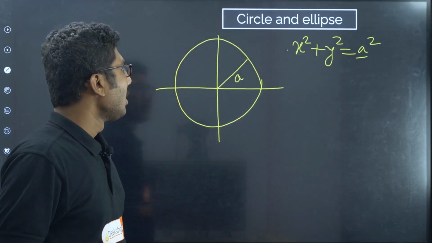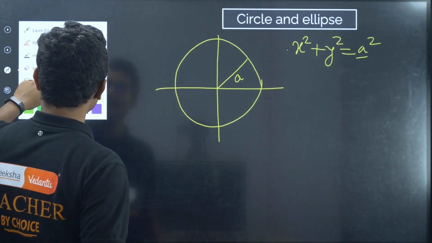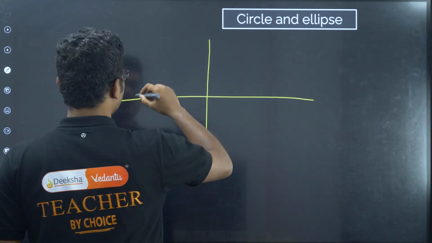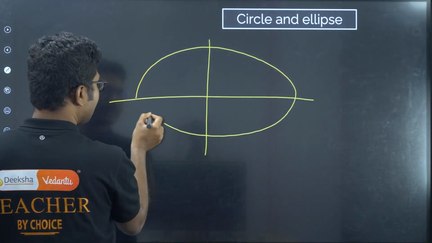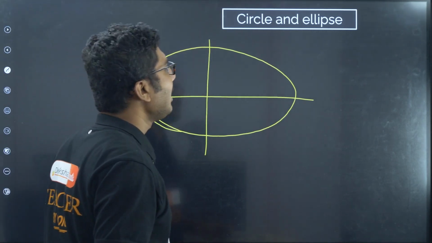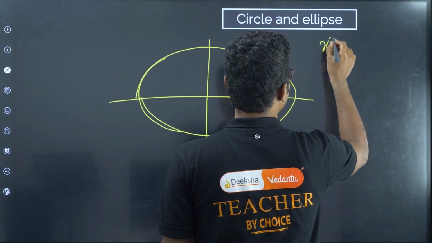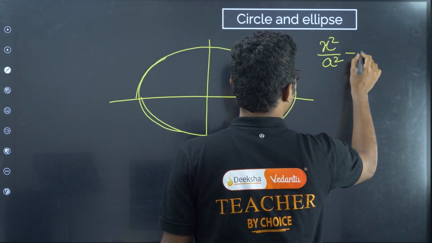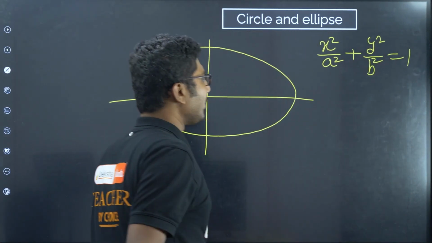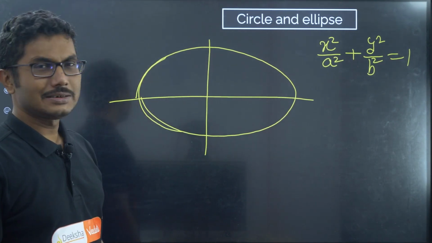Okay. Now the next part is the ellipse. What is an ellipse? An ellipse is almost similar to the circle, but it is egg shaped. Symmetrical egg shaped, and instead of having the same exponent, it has a different exponent. What is that? x square by a square plus y square by b square equals 1. So if this a and b are equal, that is a circle. If a and b are not equal, then that is not a circle.